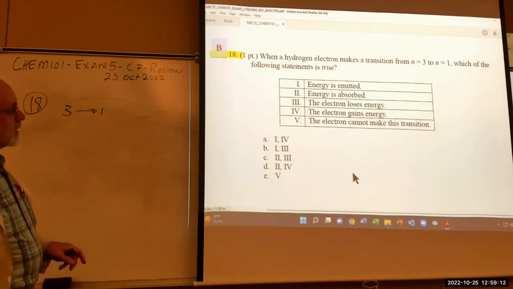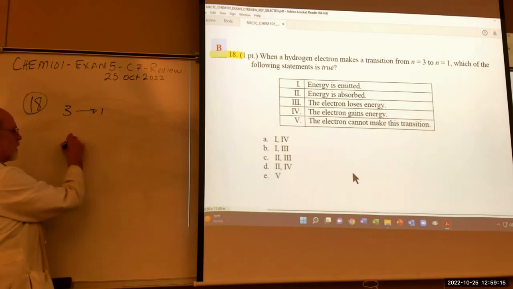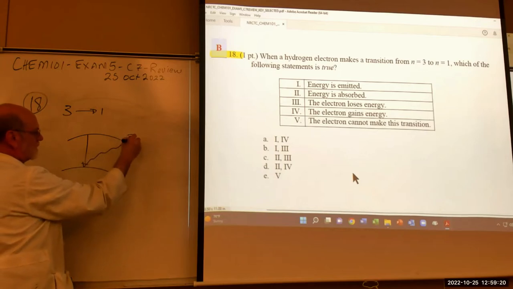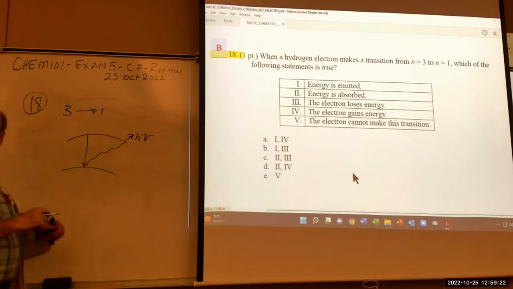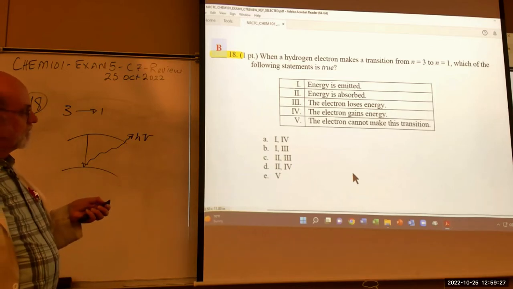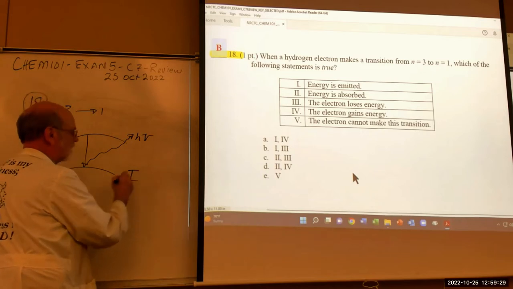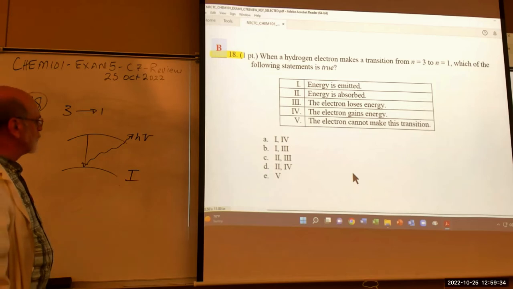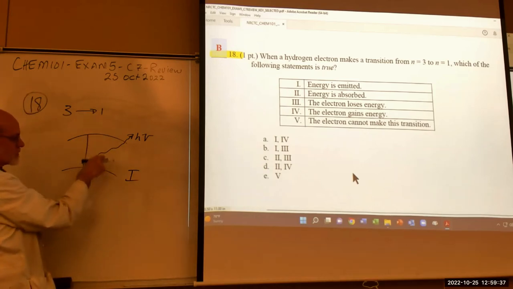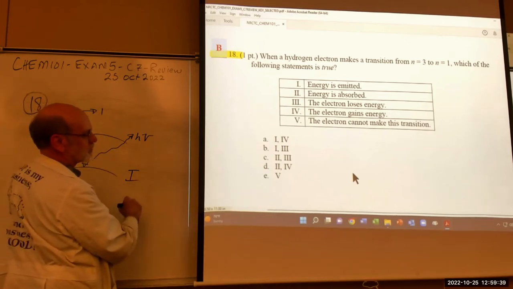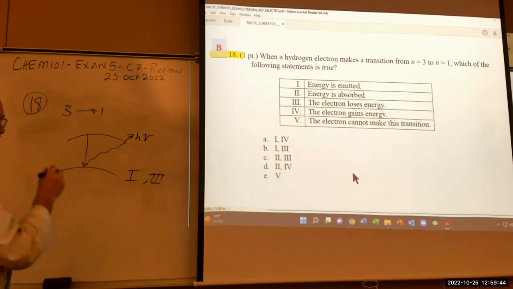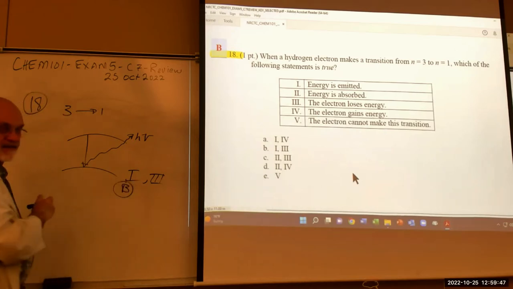All right, so when it goes from 3 to 1, it's going from a higher level to a lower level, right? That means it emits energy. So energy is emitted, yep. It can be Roman numeral 1. Energy is absorbed, can't have both. The electron loses energy, yep. It's higher energy here, lower energy there. So it loses energy, right? Roman numeral 1 and 3, that's B.